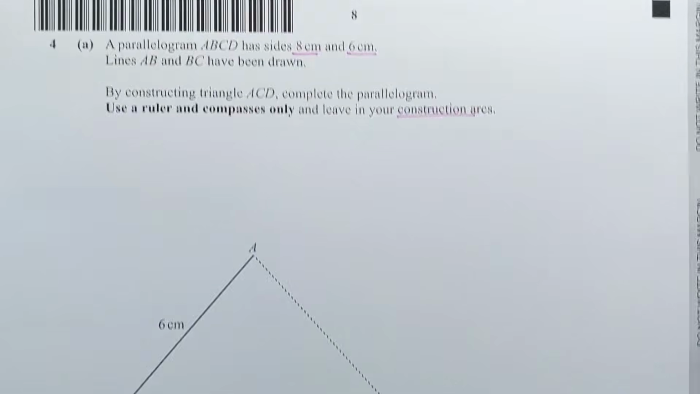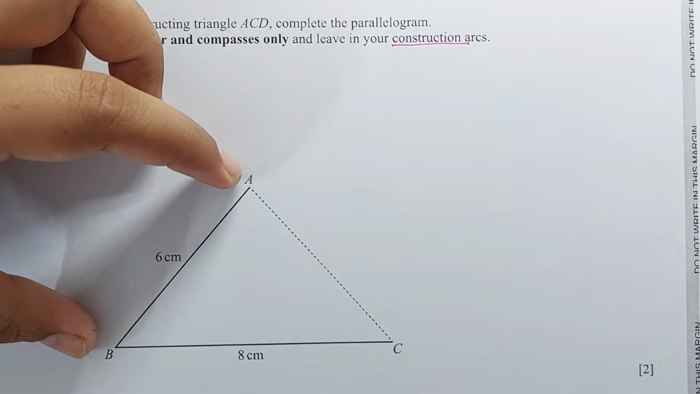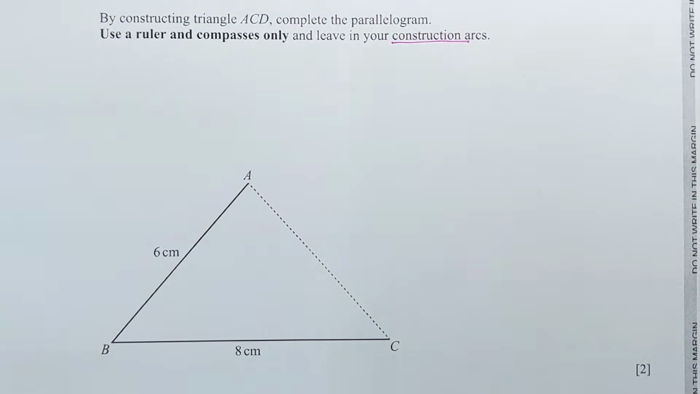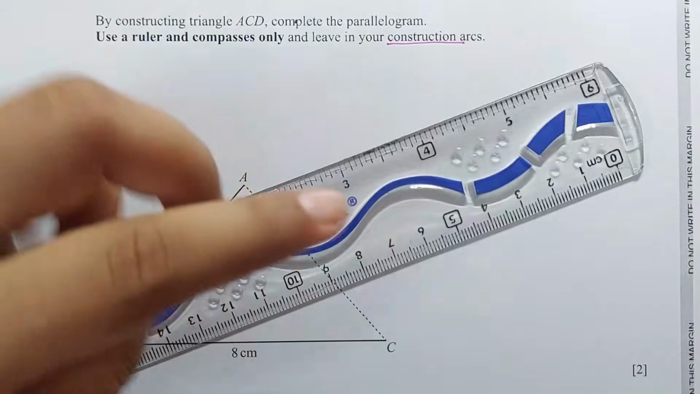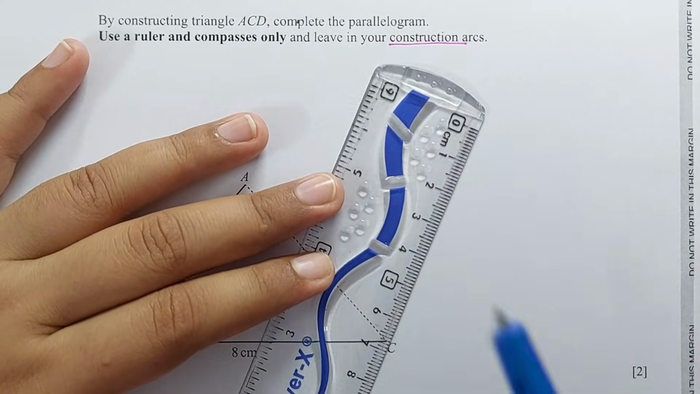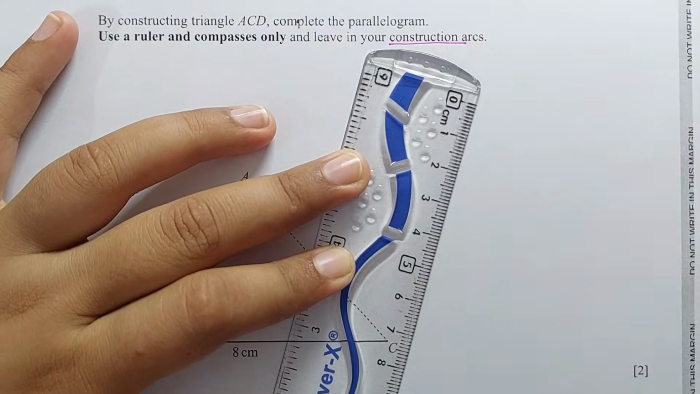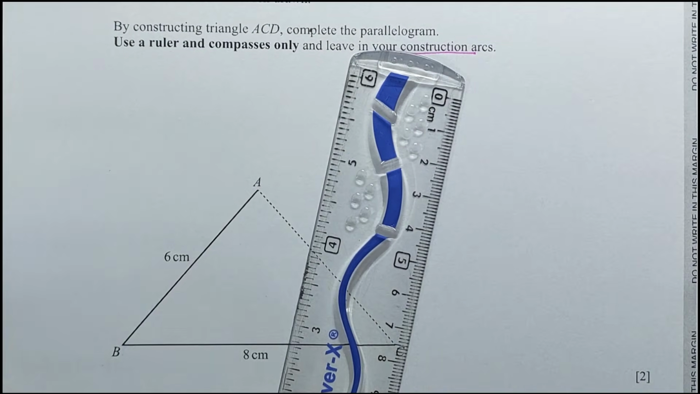Okay, so for a parallelogram, we know that if AB is 6 centimeters, then CD must be 6 centimeters. So let me use a compass and a ruler and measure the length of 6 centimeters. As you can see here, we have centimeters, right? 6 centimeters from 0. All right, the length of 6.